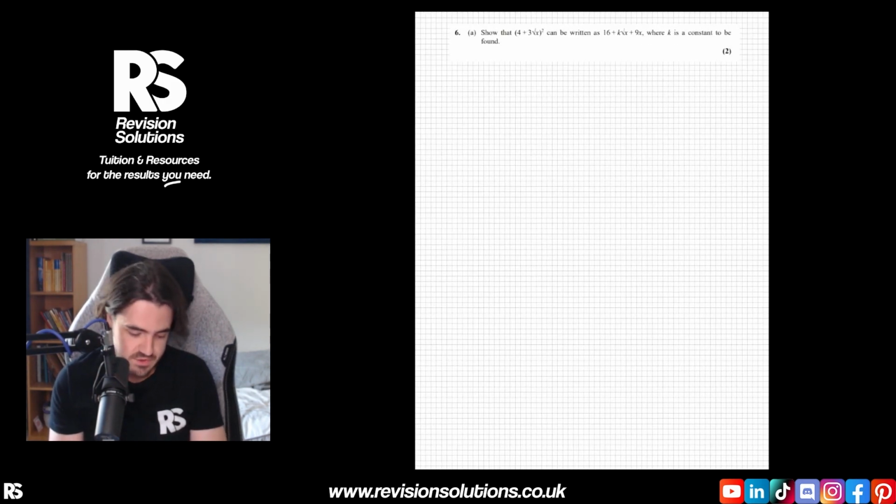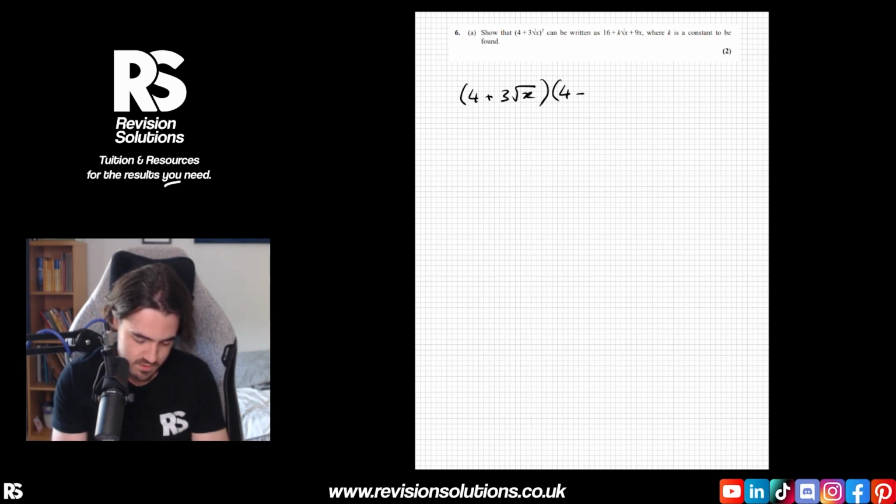So next question, it says, show that 4 plus 3 root x all squared in a bracket can be written as 16 plus k root x plus 9x, where k is a constant to be found. So we just need to expand this bracket. Let's start by just writing out both brackets. So that would be 4 plus 3 root x times 4 plus 3 root x. We've got to make sure we carry out every multiplication here. So the first one I'll do is 4 times 4. So that would be 16. Then we'd have 4 times 3 root x, which would be 12 lots of root x.